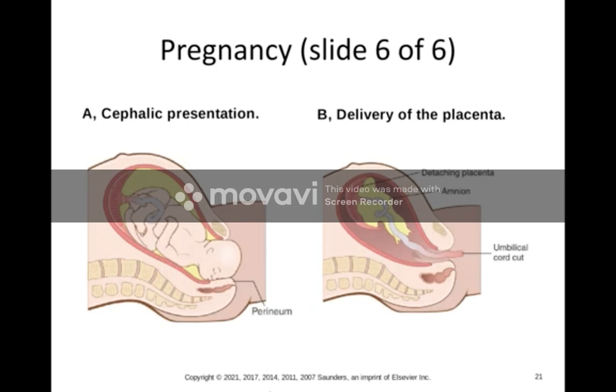So here's an image depicting the cephalic presentation of the infant, coming out head first, and then afterwards delivery of the placenta. It detaches from the uterus wall. The amnion is still in there, and sometimes the umbilical cord is cut. Sometimes people now leave it on for a much longer period of time.